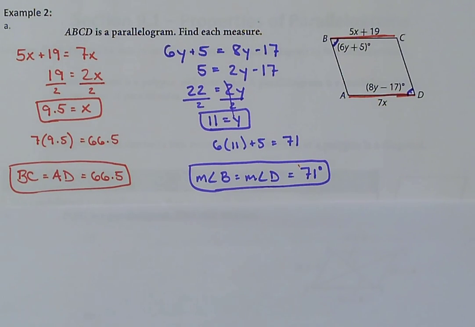Now, when you get to the homework, it might break this up into a couple different questions rather than all at once. But know that opposite sides are congruent, so you set them equal to each other. Opposite angles are congruent, so you set them equal to each other. And consecutive angles are going to add up to be 180 degrees.